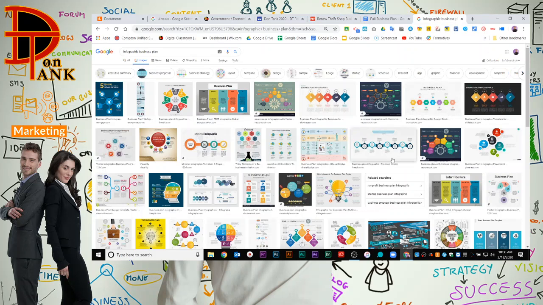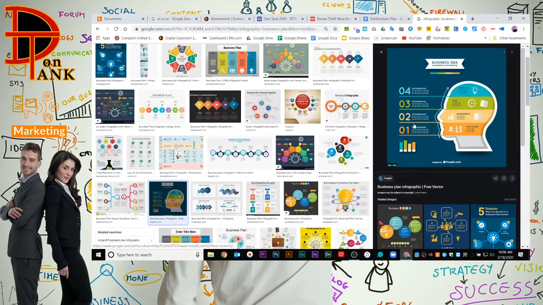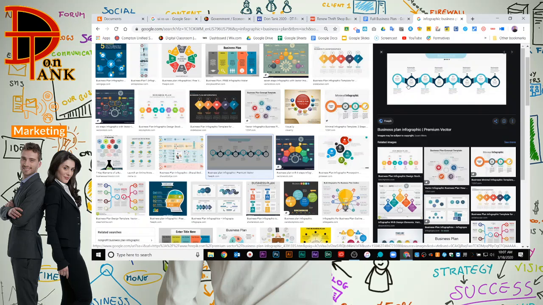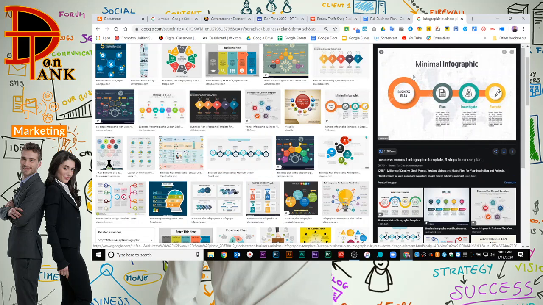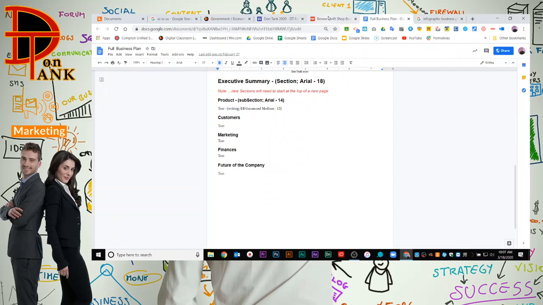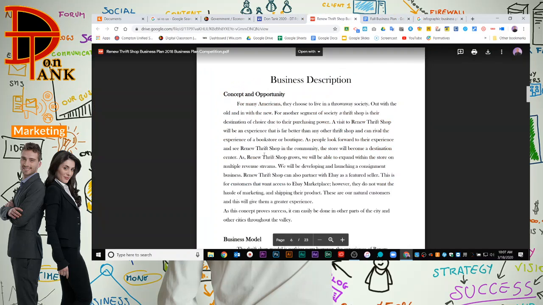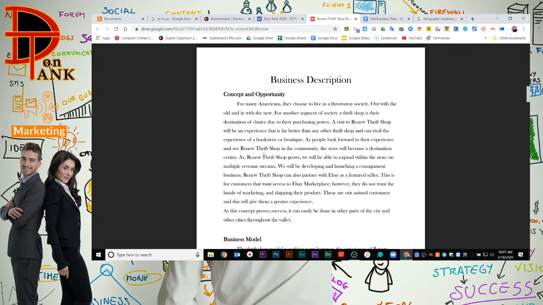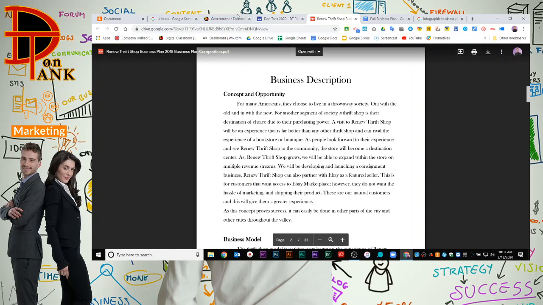So if we look at simple things here, I just typed in infographic business plan. How could you make something small like that? It doesn't necessarily have to be a massive flyer. It doesn't always have to be a timeline like this, but how could something like this be inserted in your business plan, so that you write about it a little bit, but you also show some visual power to it?